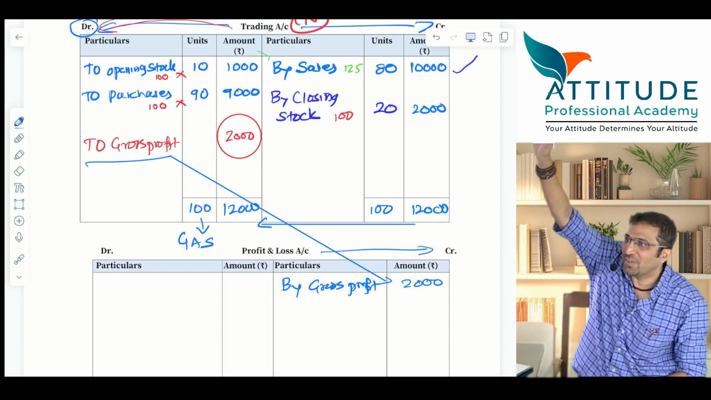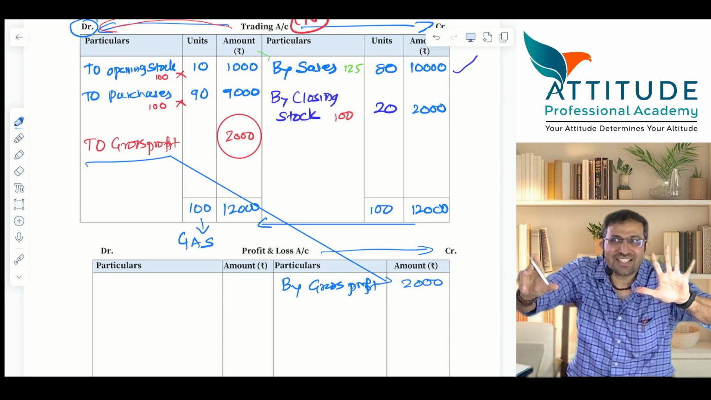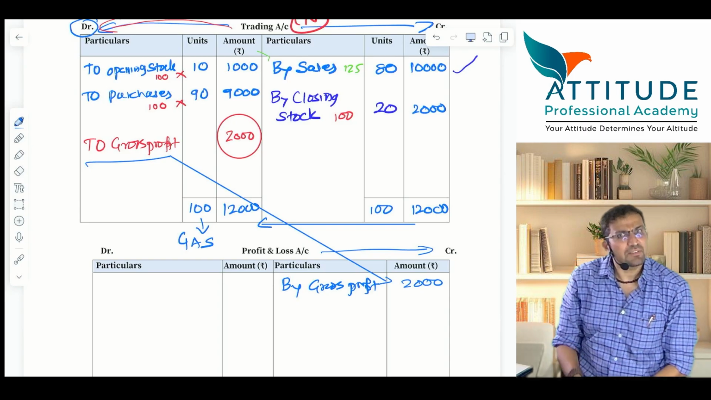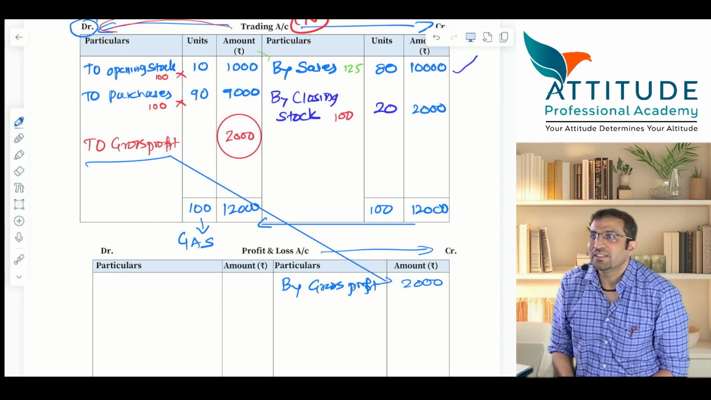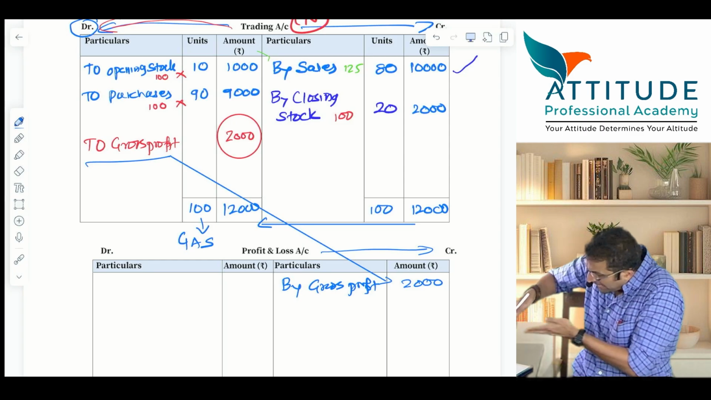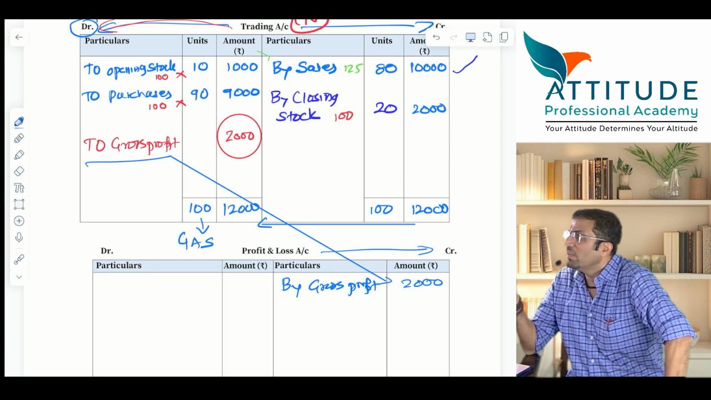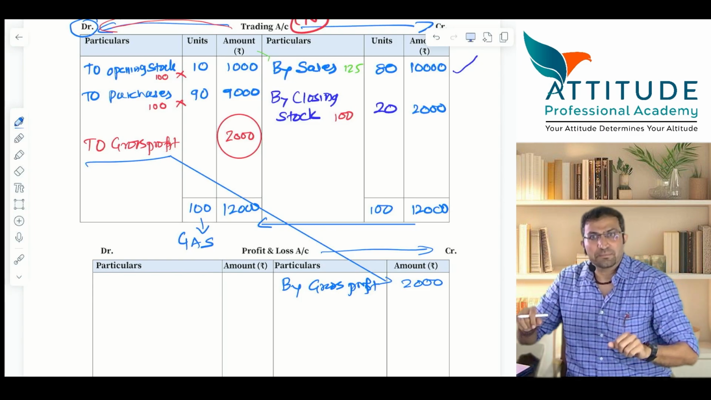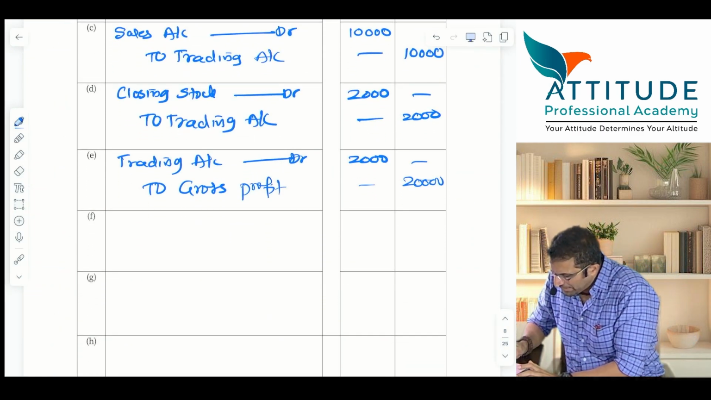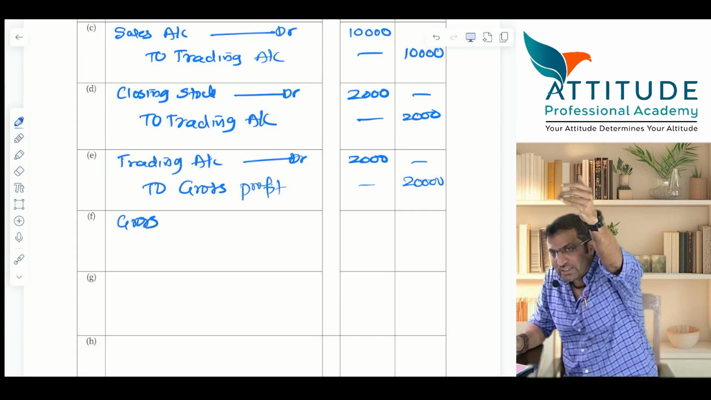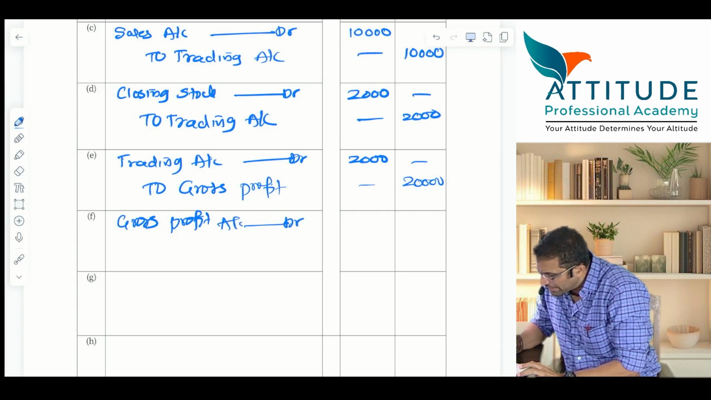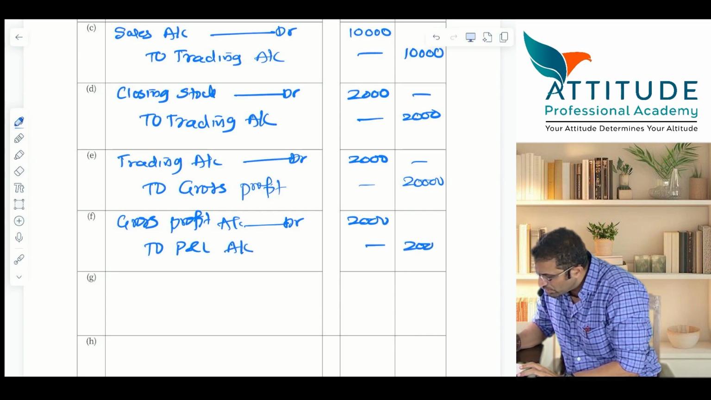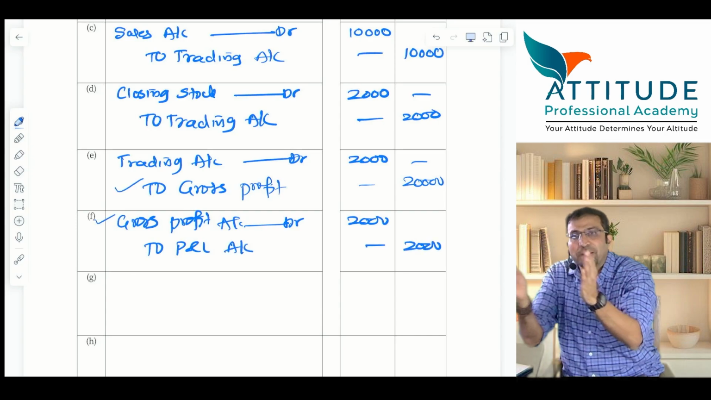Now how many accounts are left? 5 accounts plus 6. Now only 6 or 7? Which is the 7th one? Very good. GP is closed but P&L account has come. Another 7 accounts are left. Entry. Tell me. All of you please concentrate. Gross profit account debit 2002, profit and loss account.